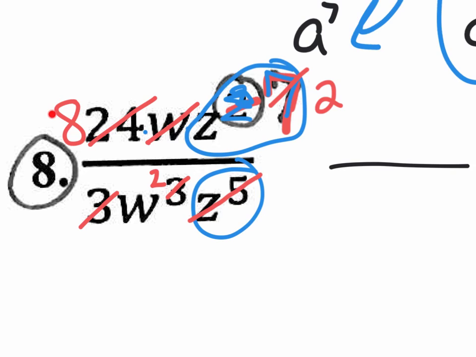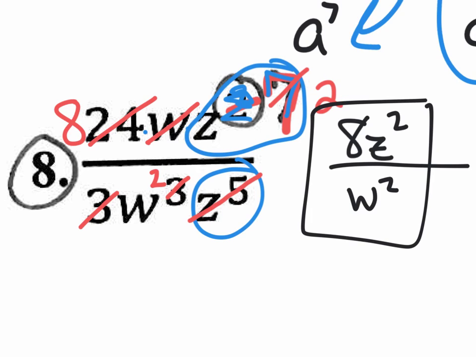What do I have left up on top? I have an 8 and also a z to the second power. 8z to the second power. And on the bottom, what do I have left? I have w squared. There's my answer, guys.